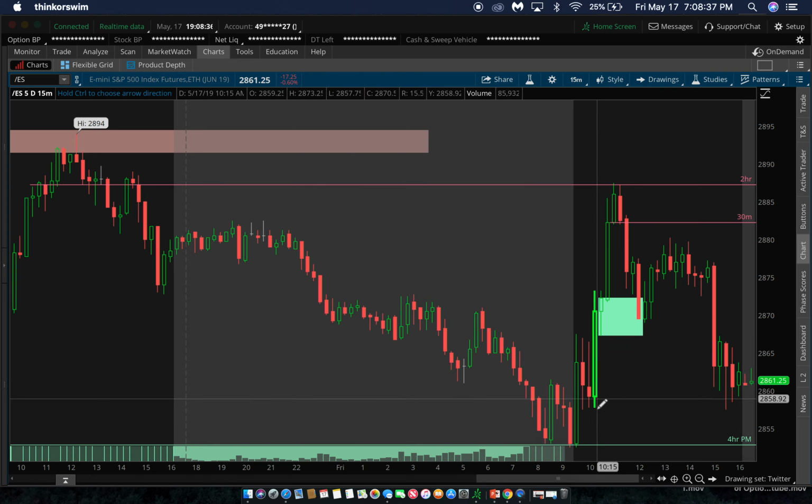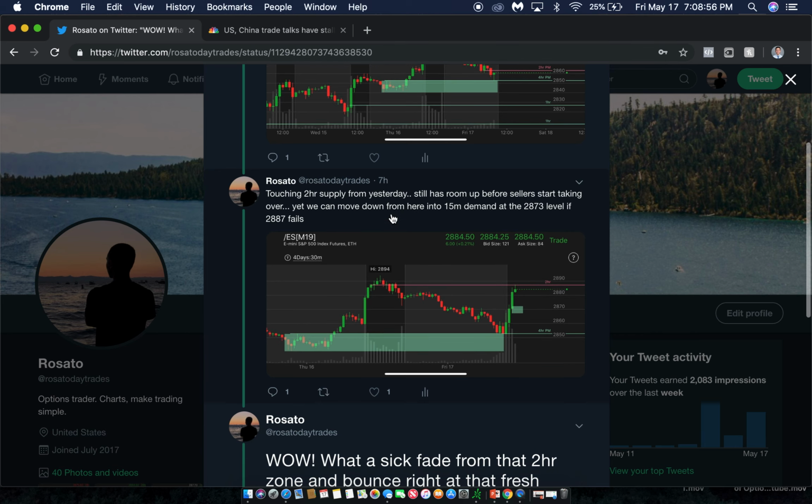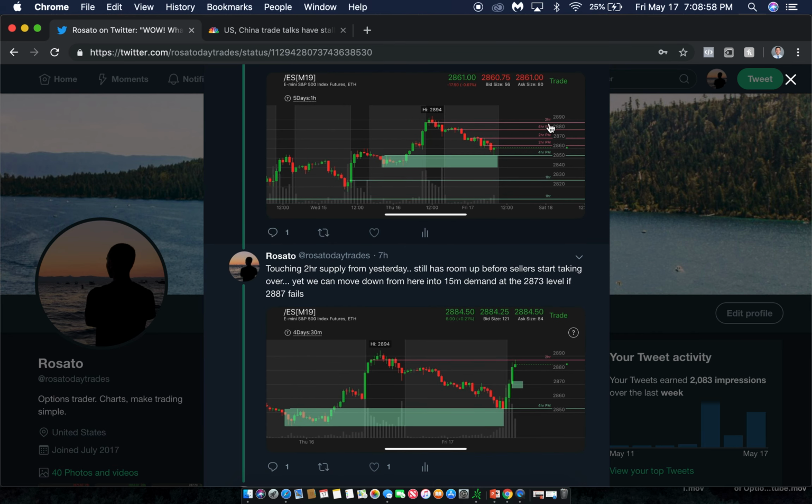If I did hold and stick to my plan, stick to the zone, I would have made much more money on this move up. But on the way down, the second entry, right where my cursor is, where it rejected that 2-hour zone, is where I made pretty much the bulk of my money today. So after it rejected this 2-hour zone, I tweeted, touching 2-hour supply from yesterday, which in the first chart you can see was up here, this 2-hour supply zone.